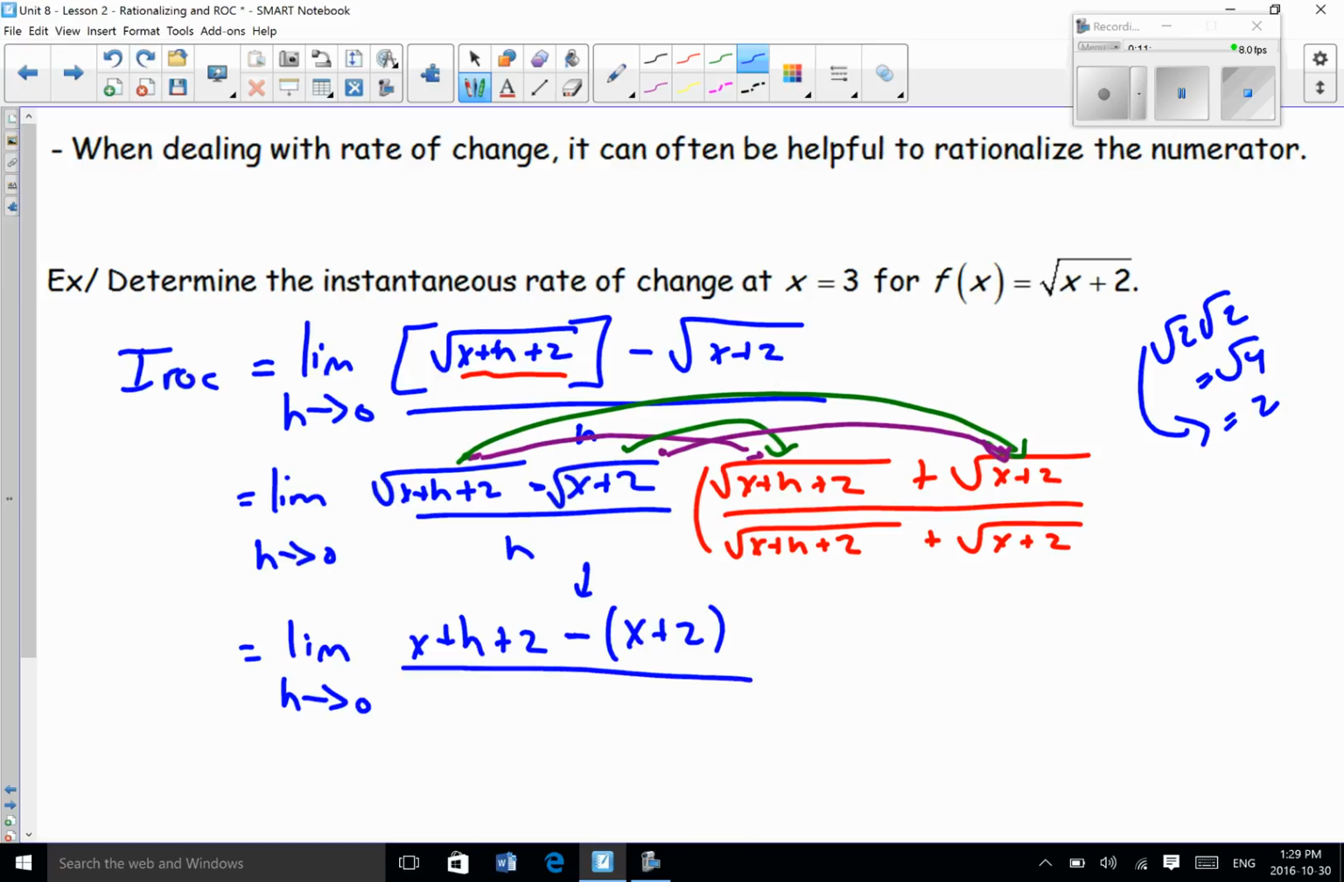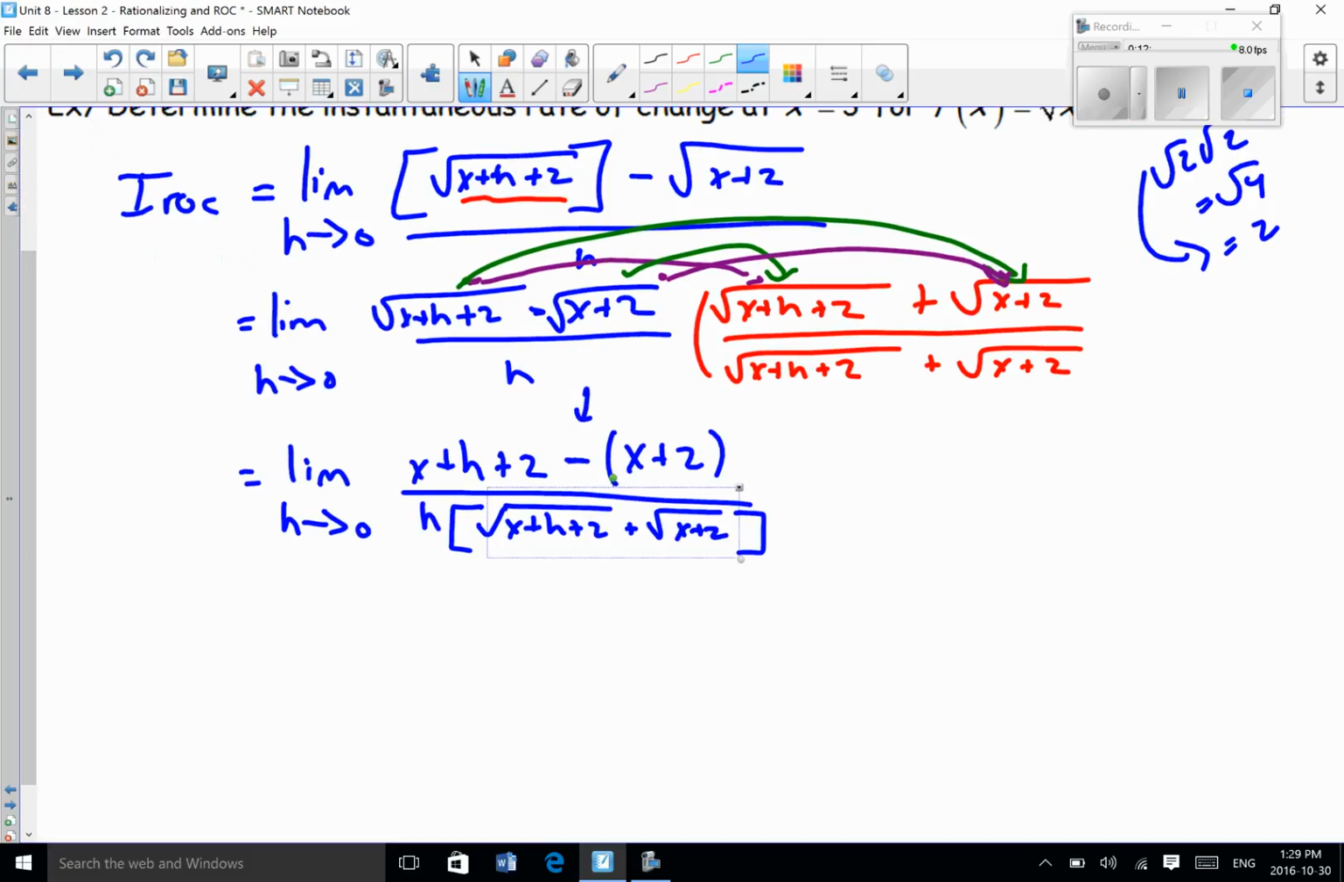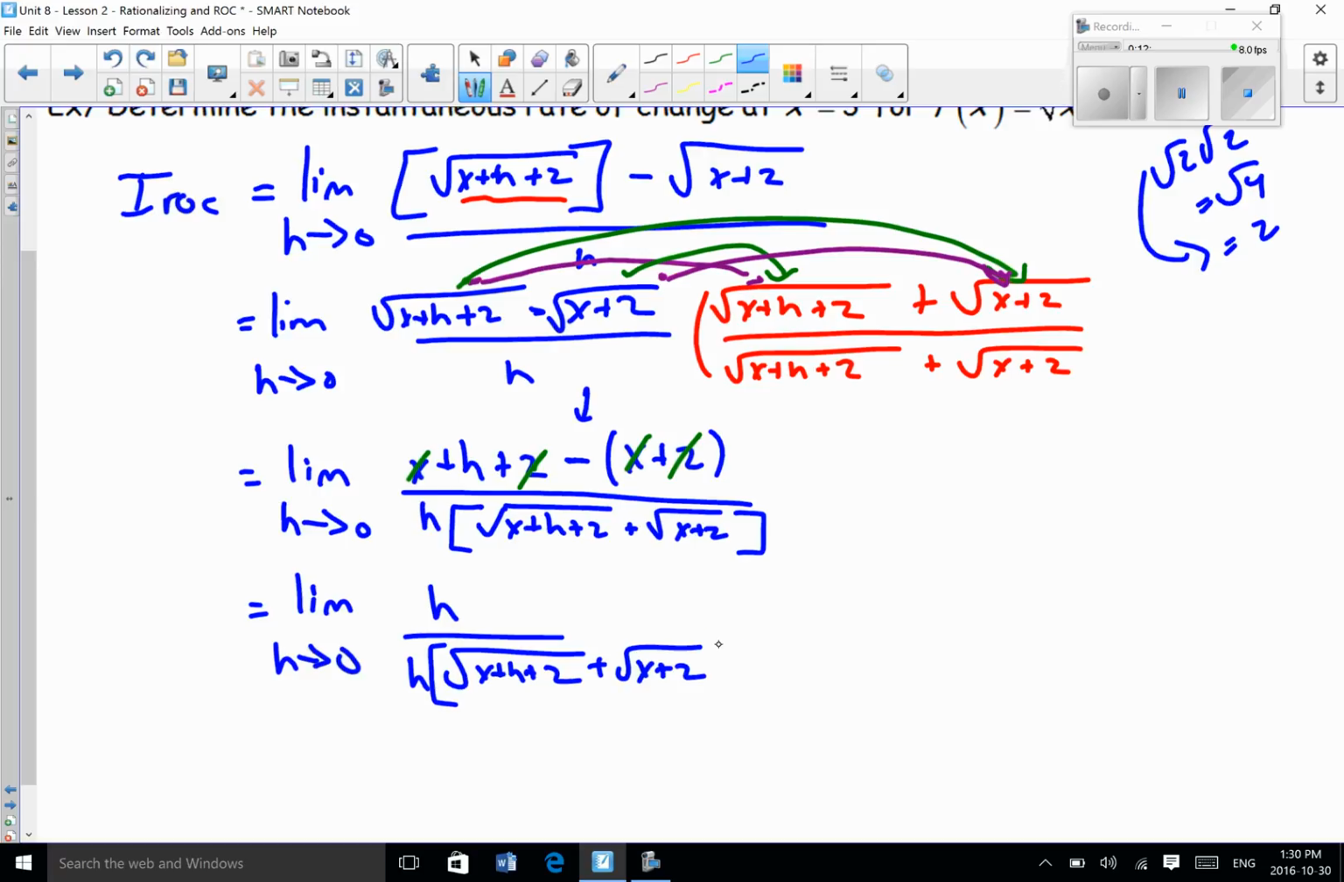Okay. On the bottom, instead of actually multiplying, I'm going to write down an h times root x plus h plus 2 plus root x plus 2. Okay, so let's simplify a little bit. Limit as h approaches 0. What can cancel? Well, I can cancel an x minus an x, and a 2 minus a 2. What am I actually left with? Just an h. On the bottom, an h times root x plus h plus 2 plus root x plus 2.